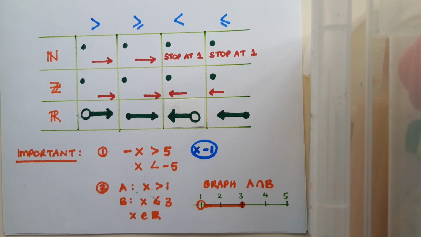Note that in this scenario, I don't use any arrows. That's because I don't continue out beyond the boundaries of the number line that I've drawn.